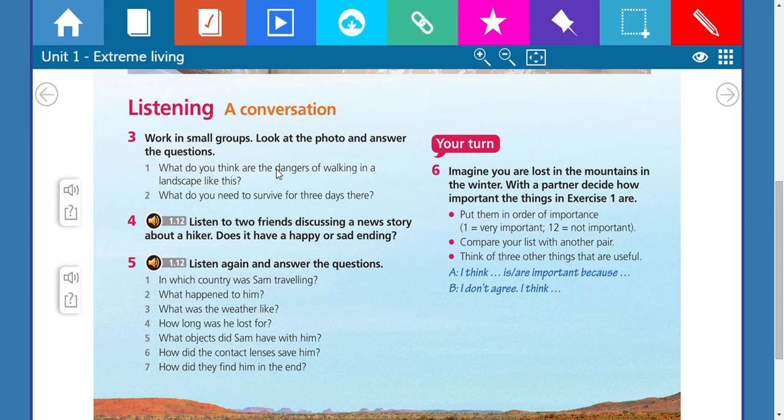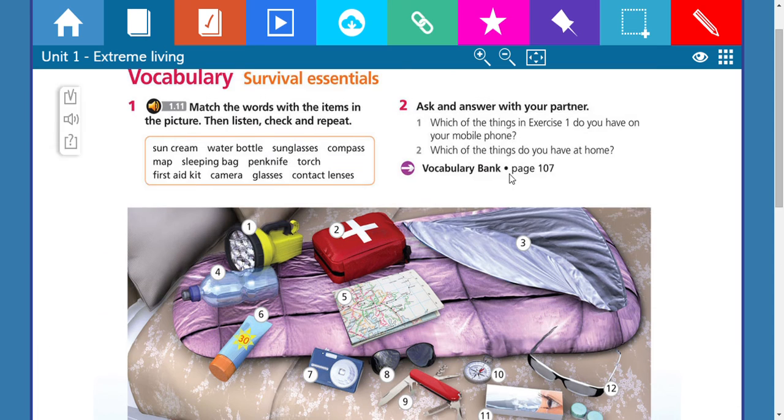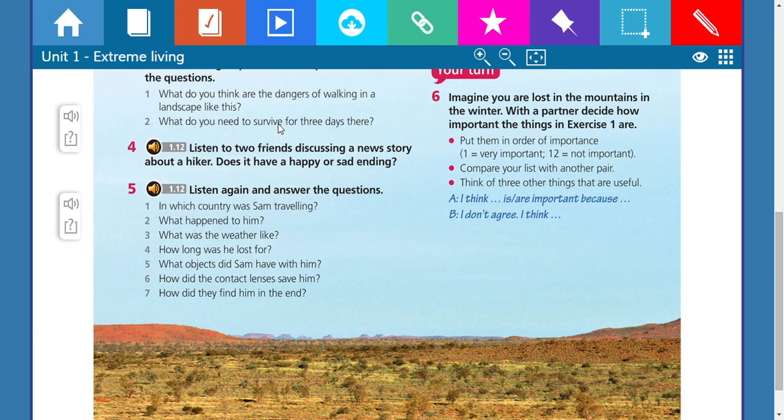Now listen. What do you think are the dangers of walking in a landscape like this? Well, you can get thirsty. Not thirsty, you need water. You can burn your skin. Burn, quemar. What else? You can get lost. Te puedes perder. You can get lost. And what do you need to survive? Well, here are the essentials, not survival, essentials. Now, listen to two friends discussing a news story about a hiker. Does it have a happy or sad ending? Question number 1. Let's listen.